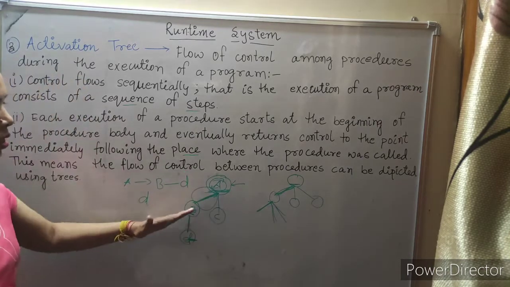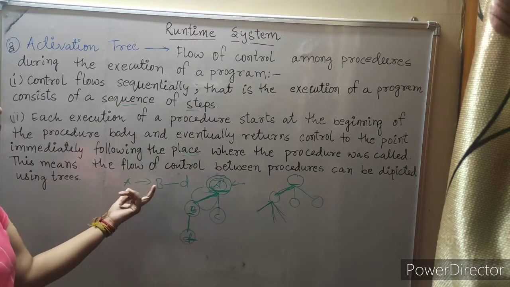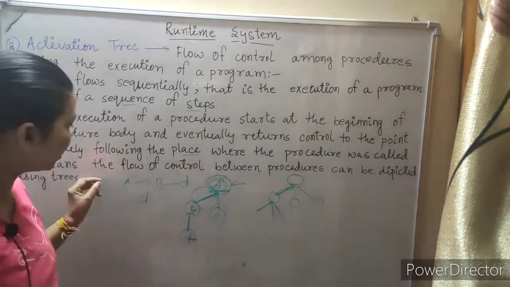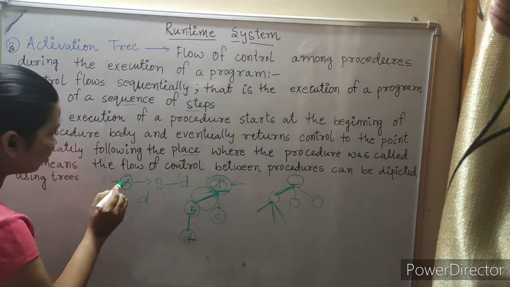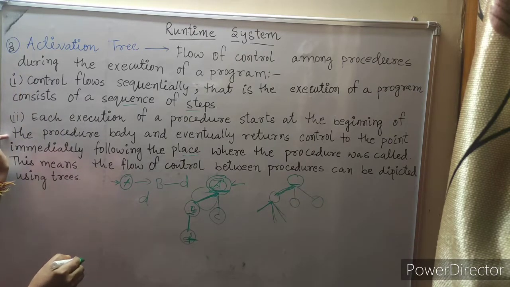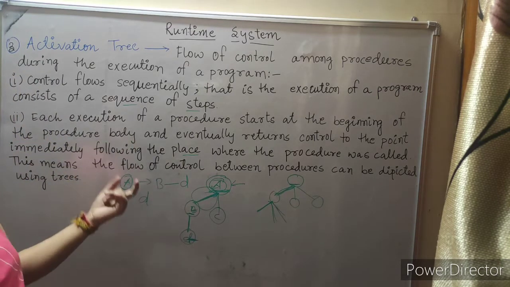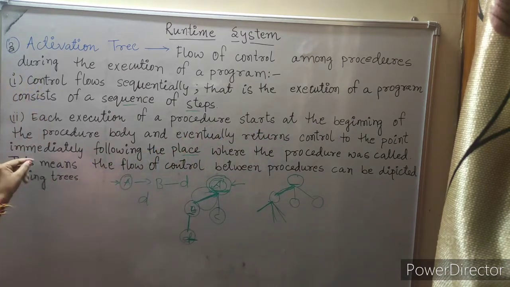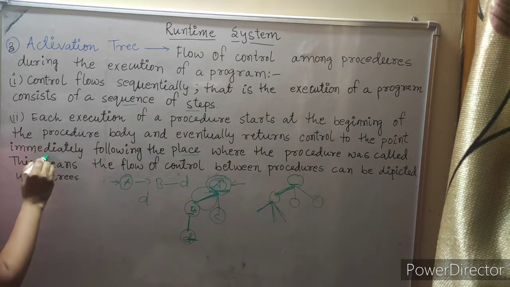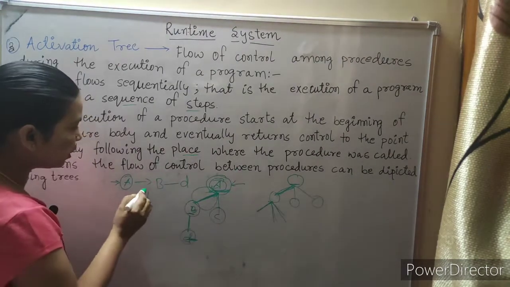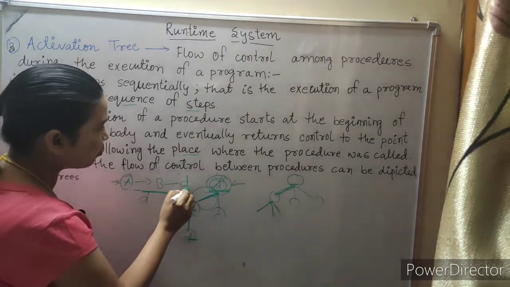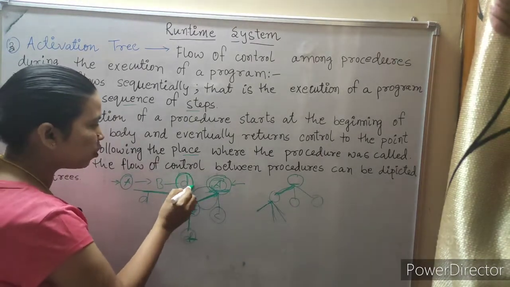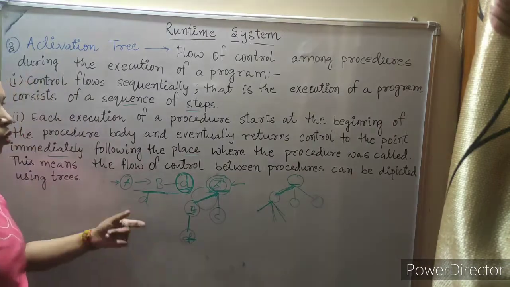So these are the sequential steps, and each execution of a procedure starts at the beginning. That means this is the beginning, the starting node, the beginning of the procedure body. We proceed, and eventually control returns to the point immediately following the place where the procedure was called, which is B, and then afterwards D. We are calling D, so that is the procedure called.